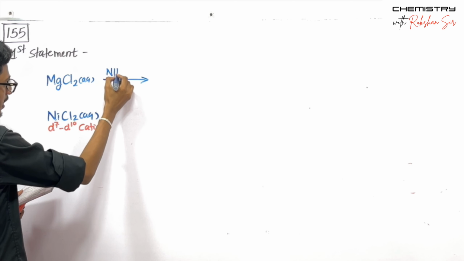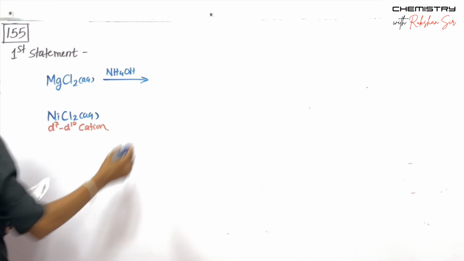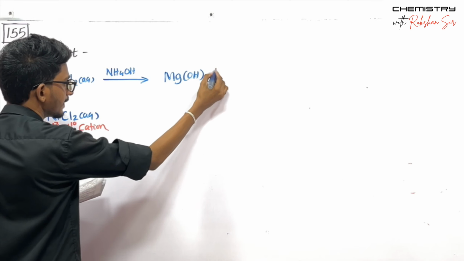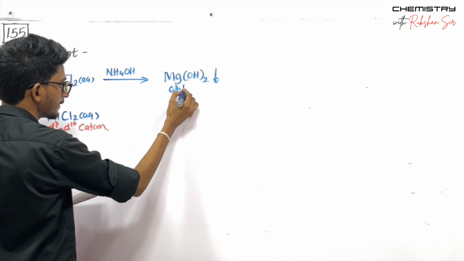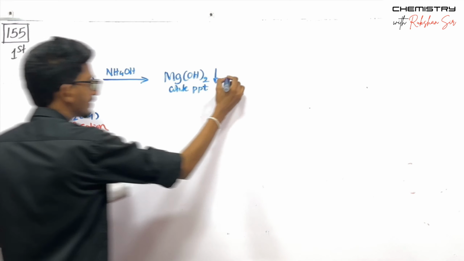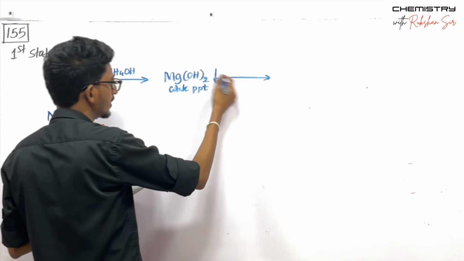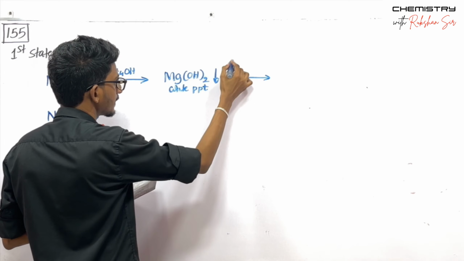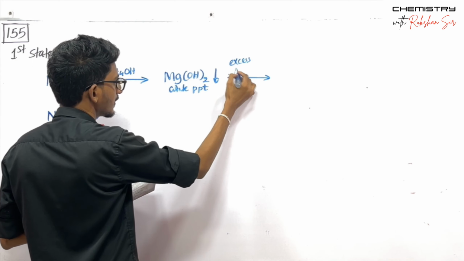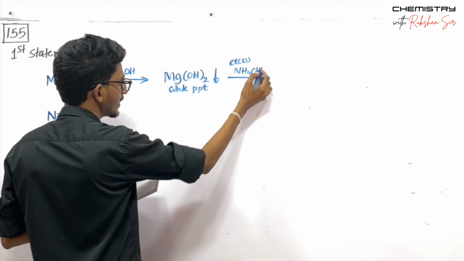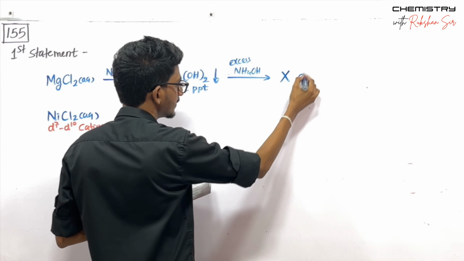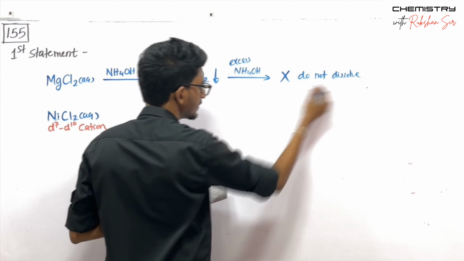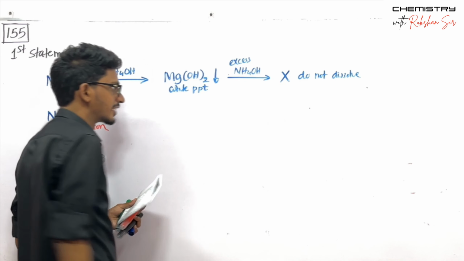If you add some ammonium hydroxide first of all, it will produce magnesium hydroxide, a white precipitate. The excess ammonia addition does nothing, right? It won't dissolve the precipitate because it is not a d7 to d10 hydroxide. That means the magnesium hydroxide precipitate stands.